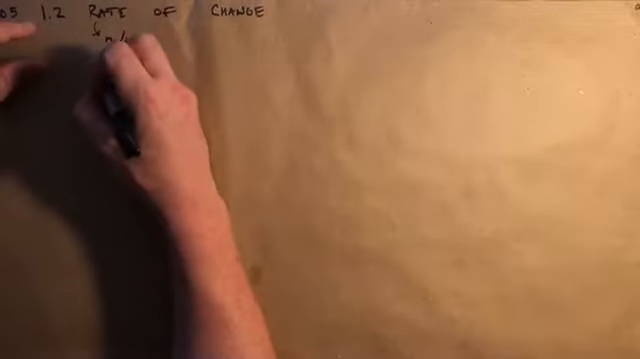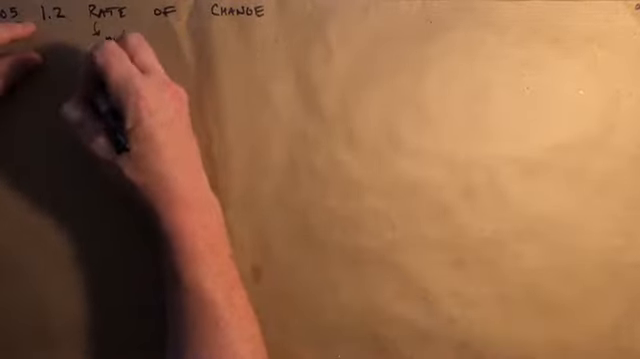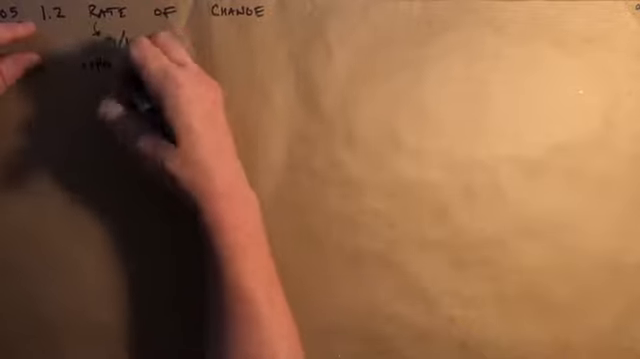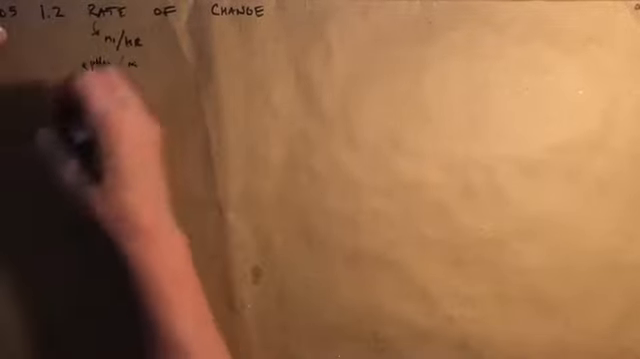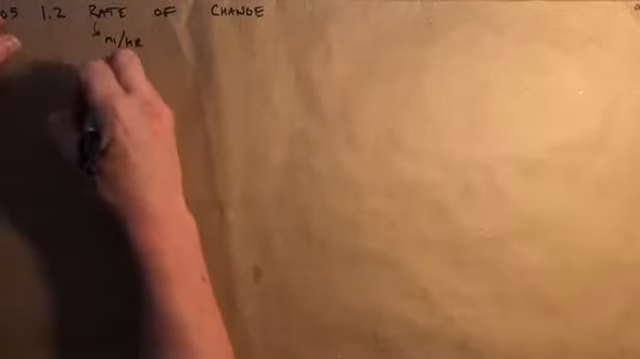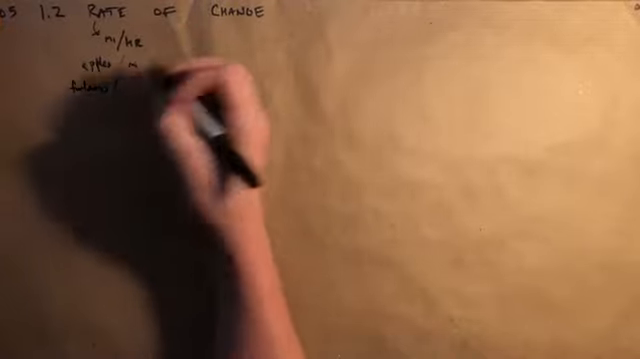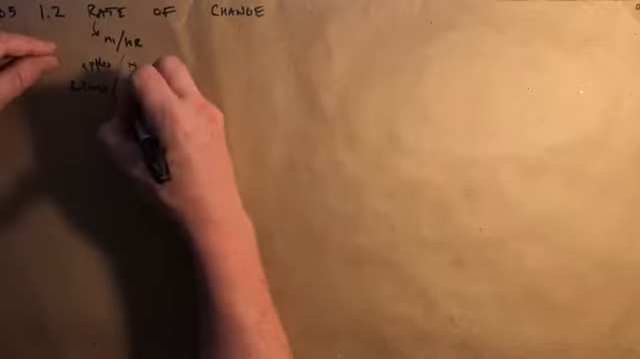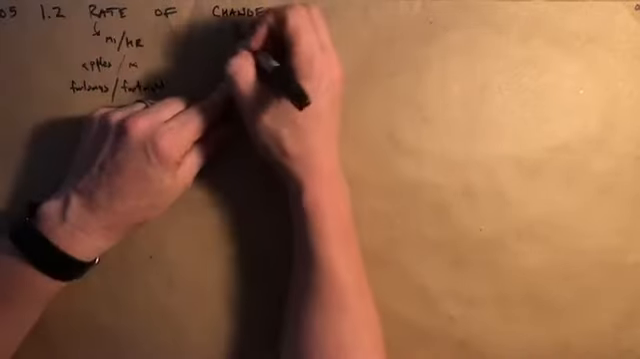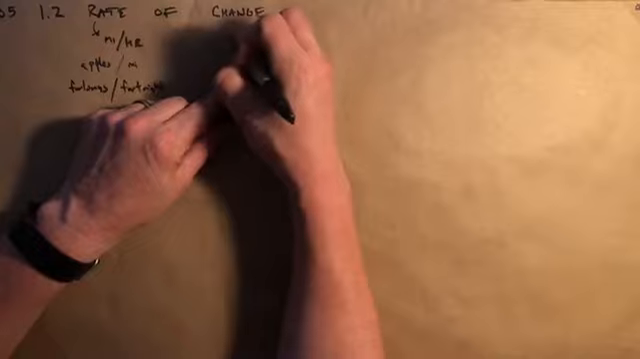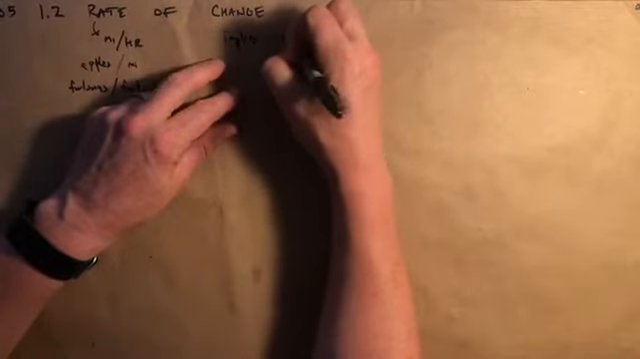I could talk about some number of apples I eat per miles that I ride on my horse. Or I could talk about how many furlongs I travel given a fortnight. Rate is just going to be some quantity divided by some other. Change is something else. Change usually implies subtraction.